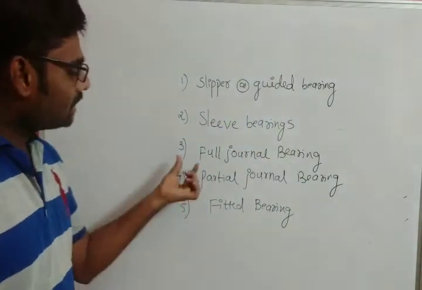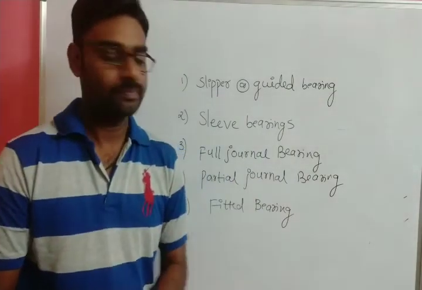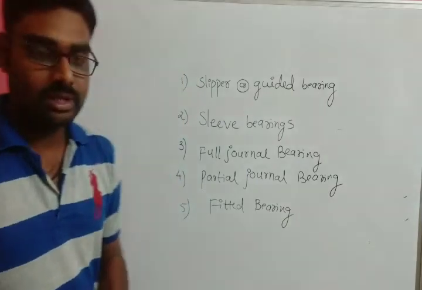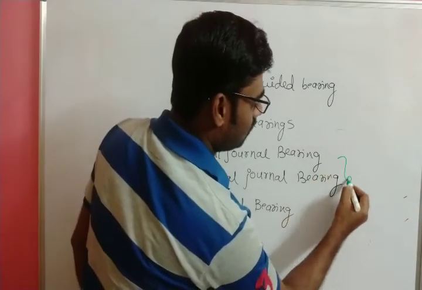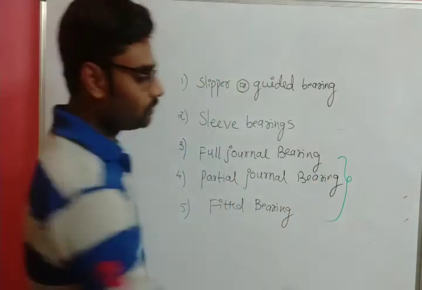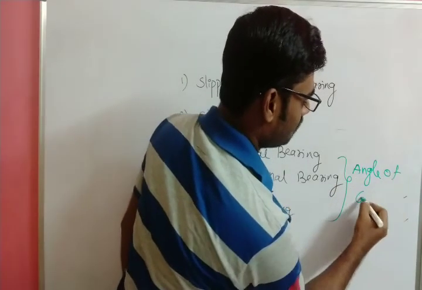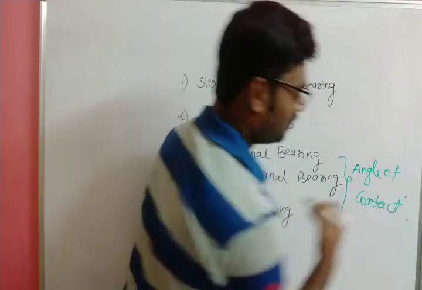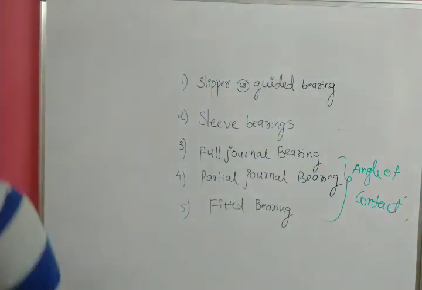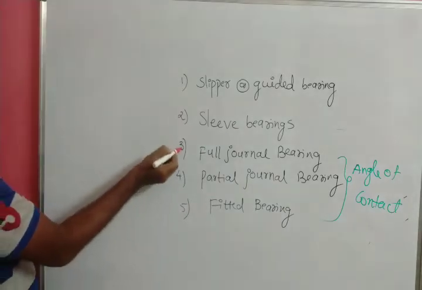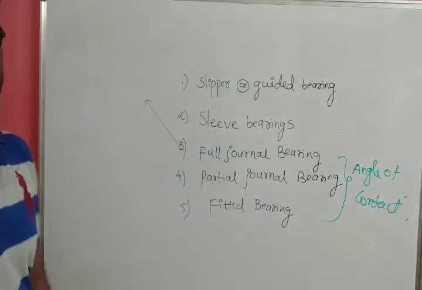Then next one is full journal bearing, then partial journal bearing, and fitted bearings. These three depend upon the angle of contact. Then I will explain the full journal bearing.